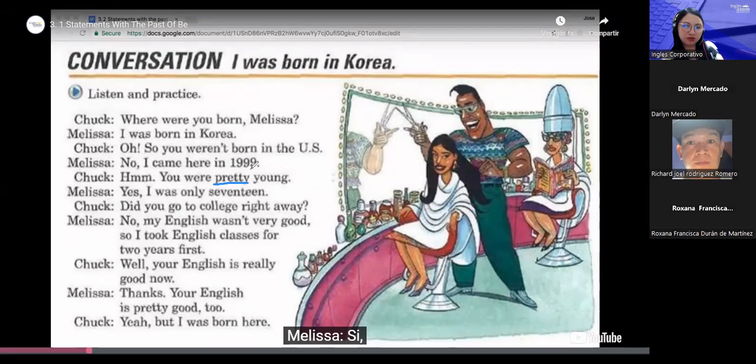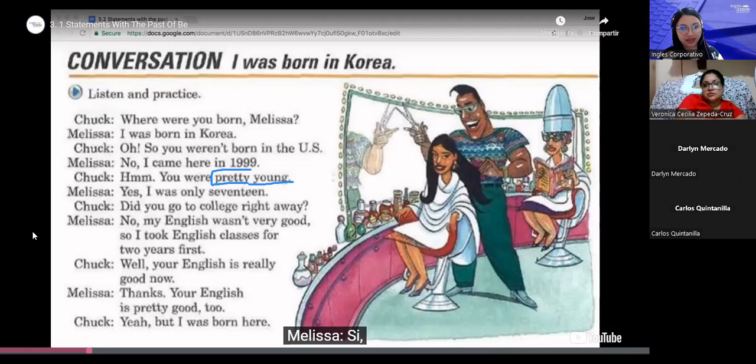¿Se acuerdan cómo le llamamos a este tipo de palabras? ¿Y para qué me sirven? Pretty young. ¿Qué quiere decir ahí? ¿Qué le está diciendo a Melissa? Era muy joven cuando llegó a Estados Unidos. Exactly. Muy joven, ¿se acuerdan? Es para realzar en este caso. Estaba joven, no solo joven, sino muy joven, pretty young.